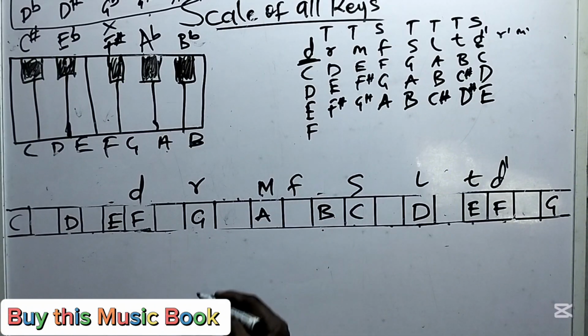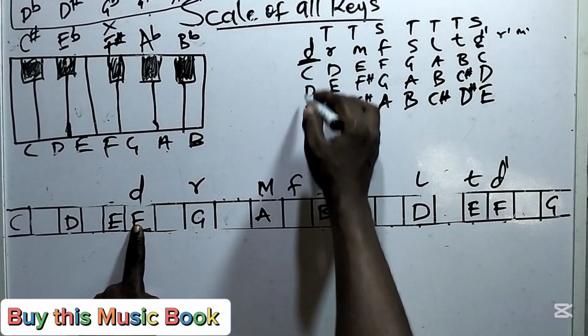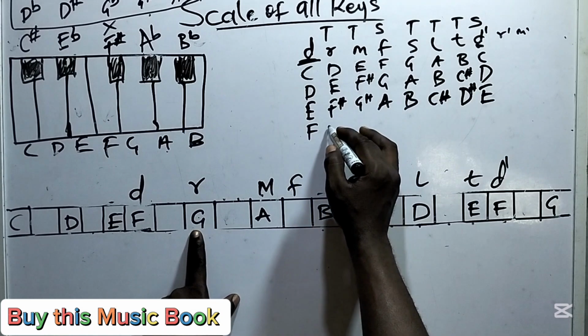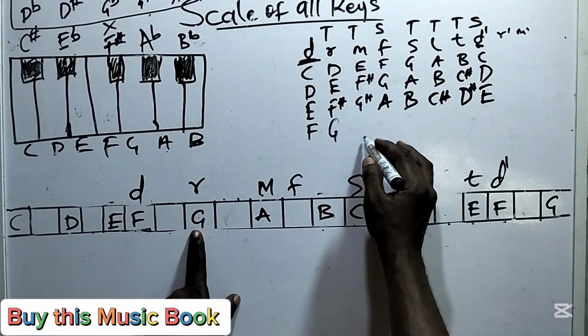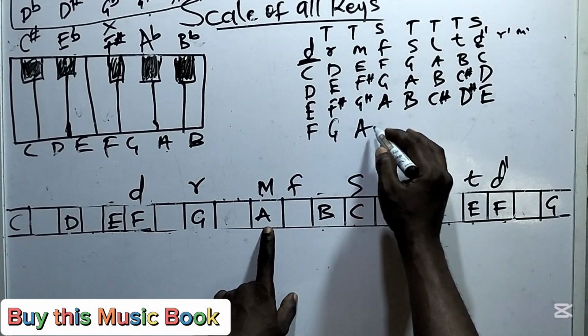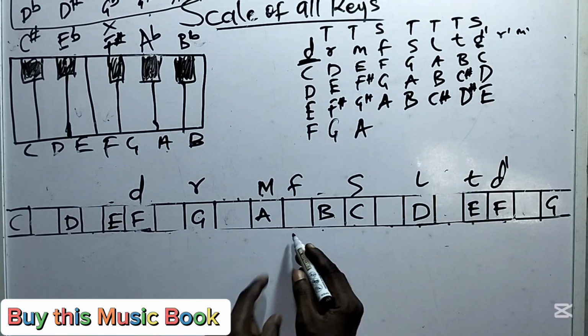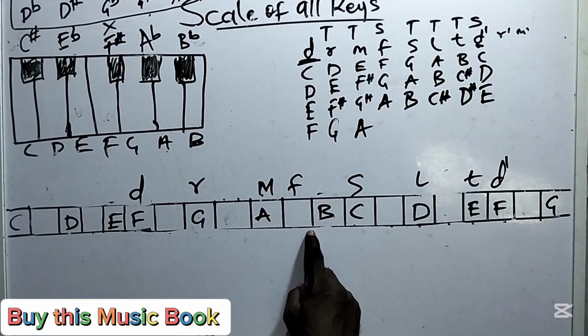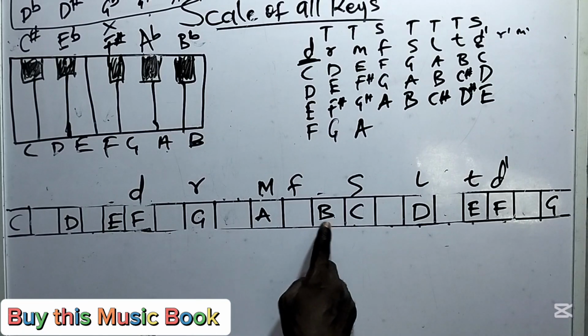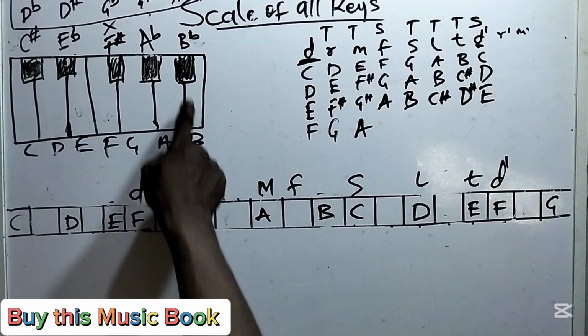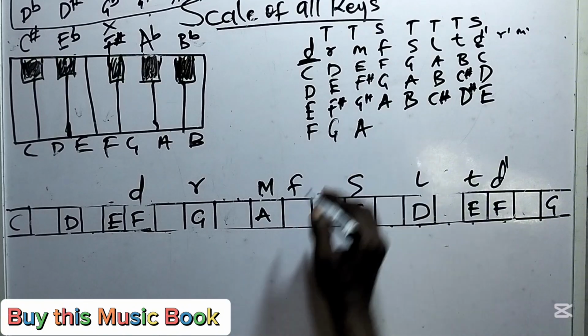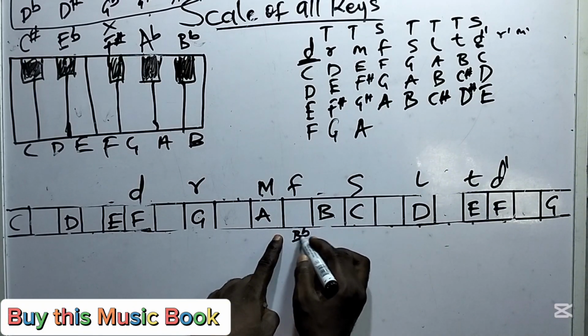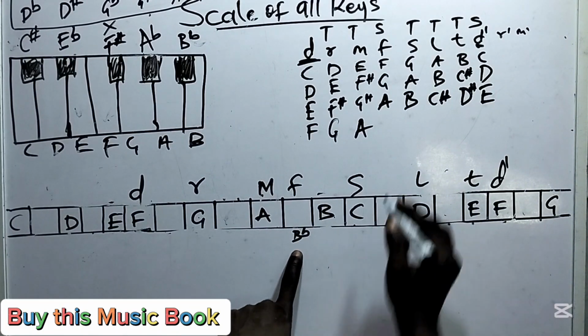So let us represent it now. Do is F, re is G, mi is A, fa, there is nothing here. So a key between A and B. A key between A and B is B flat. So we have gotten, this is B flat. The fa of key F is B flat.